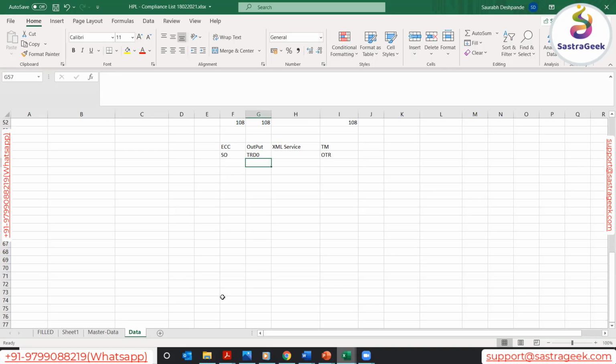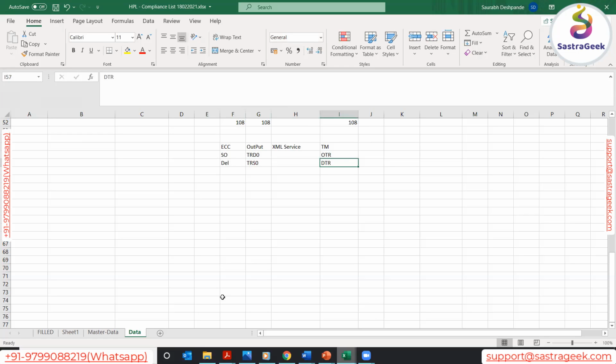That should be next week, Saturday or Sunday. But this standard output TRDO is already provided by SAP to connect directly with TM from ECC, right? Yes. For a sales order, it is called TRDO. And for delivery, it is called TRSO. And it creates a DTR.